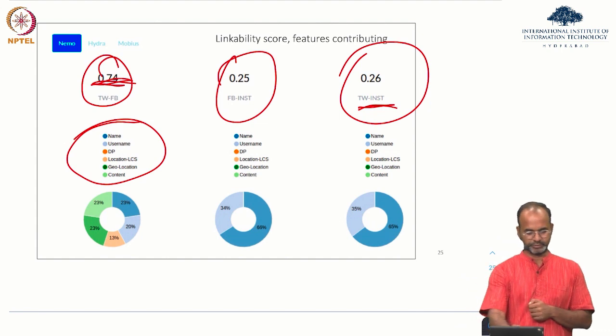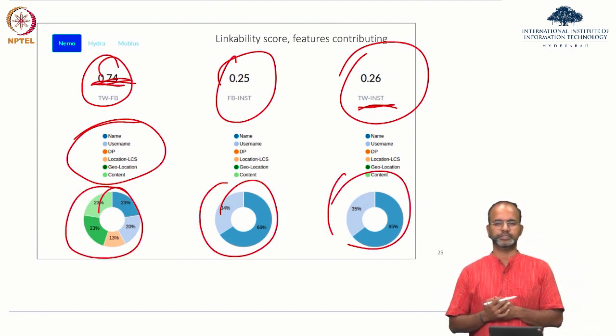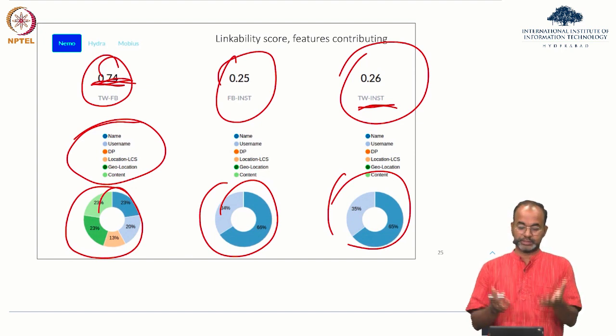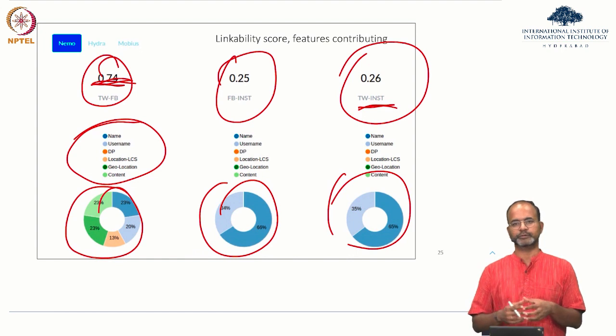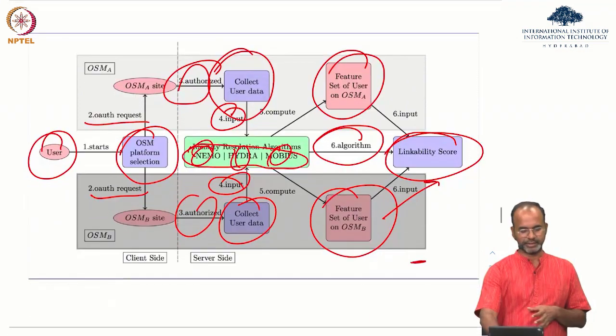And it also gives you the proportion of how much those features contributed to the linkability score, right? So what does this help? This helps the user get a good view of where linkability is possible, how much the linkability is, and which features are contributing to the linkability score. So this is basically building on this architecture, getting this linkability score.